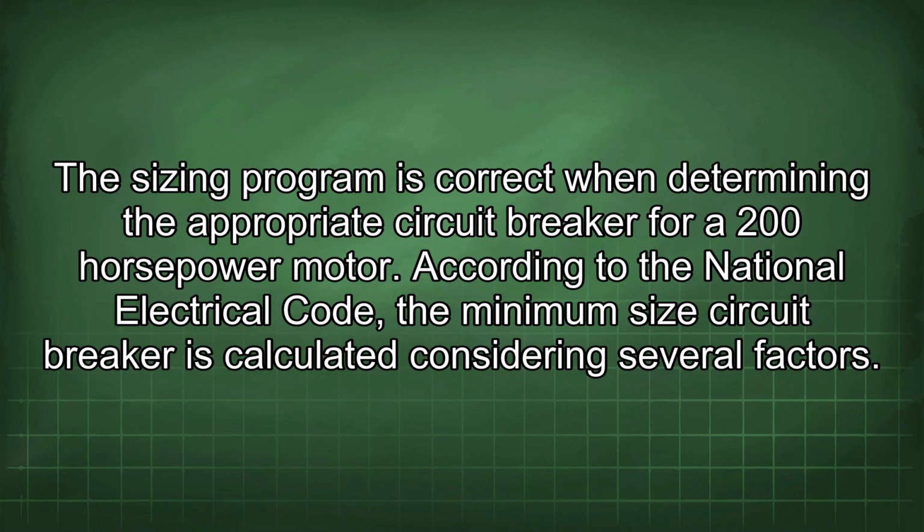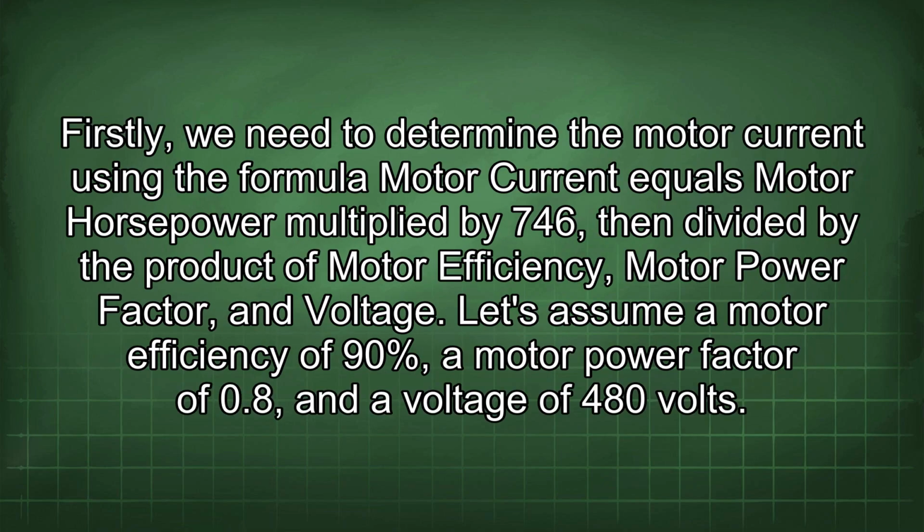The sizing program is correct when determining the appropriate circuit breaker for a 200 horsepower motor. According to the National Electrical Code, the minimum size circuit breaker is calculated considering several factors. Firstly, we need to determine the motor current using the formula motor current equals motor horsepower multiplied by 746, then divided by the product of motor efficiency, motor power factor, and voltage.